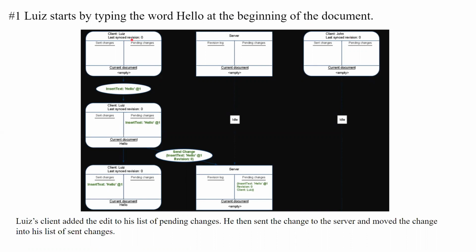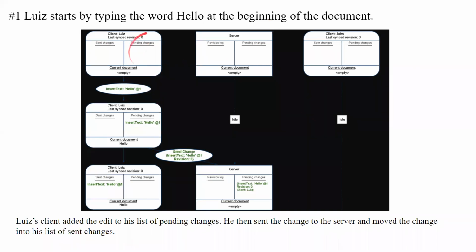So we have a revision, like a version. We have a list of our pending changes. Pending changes would be the changes that I make locally, but I haven't yet sent to the server. Similarly, sent changes would be the ones that I have sent to the server. Current document is what the current state looks like for me. And similarly, on the server side, we are tracking 3 bits of information as shown here. So that's the data structure for both the entities.